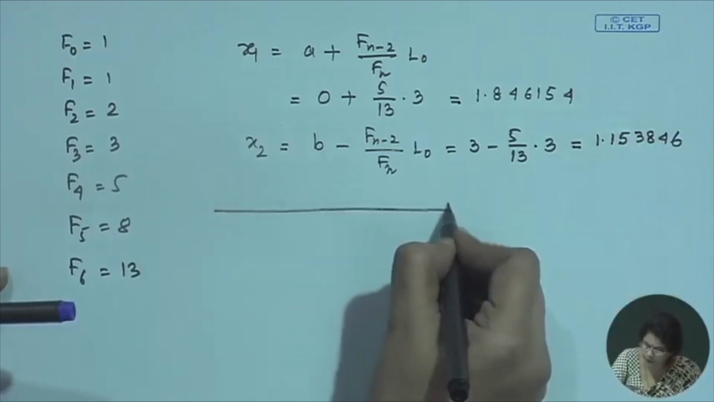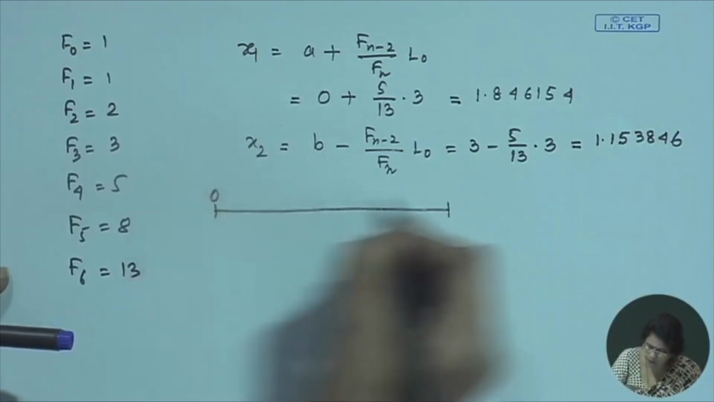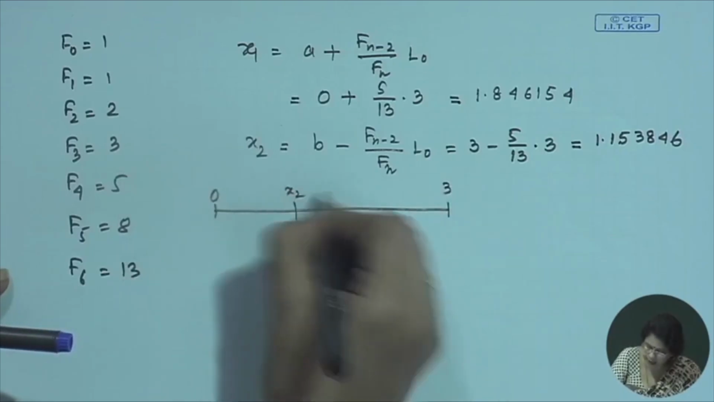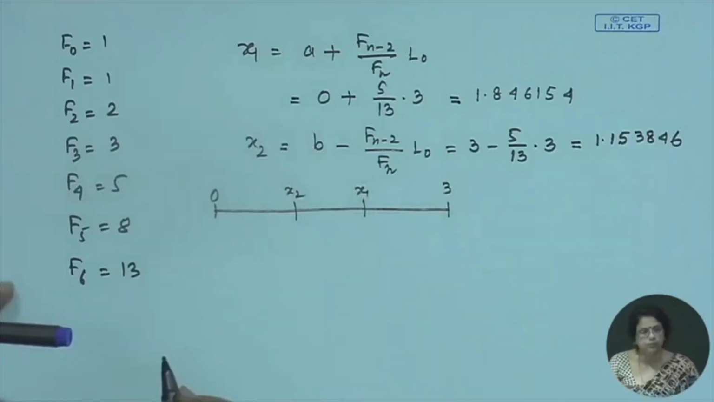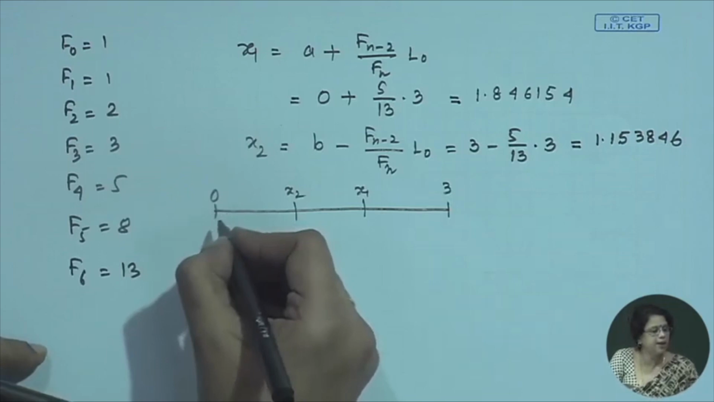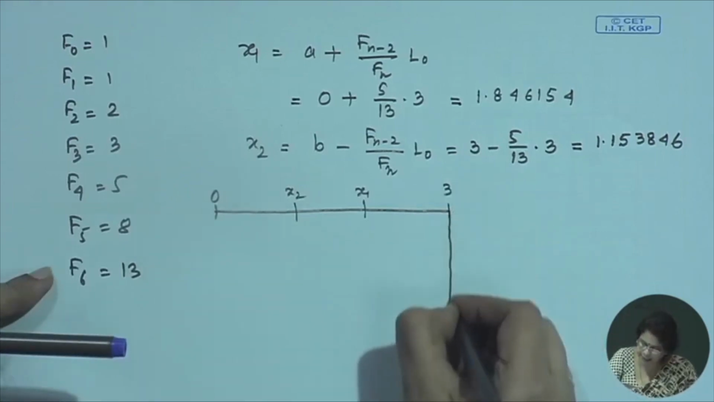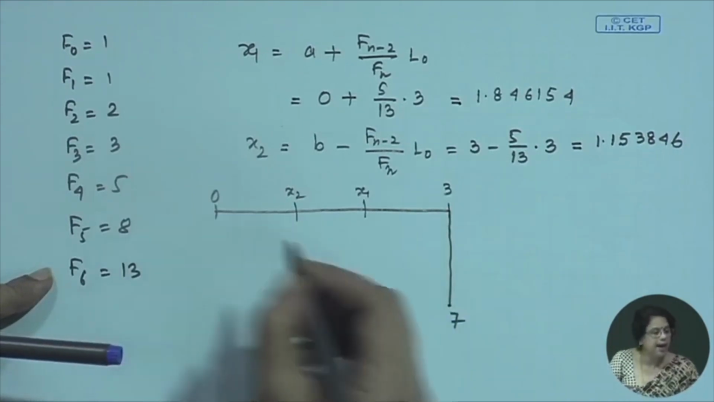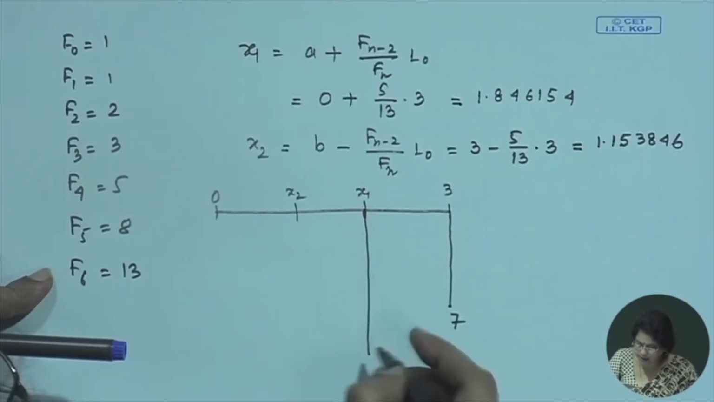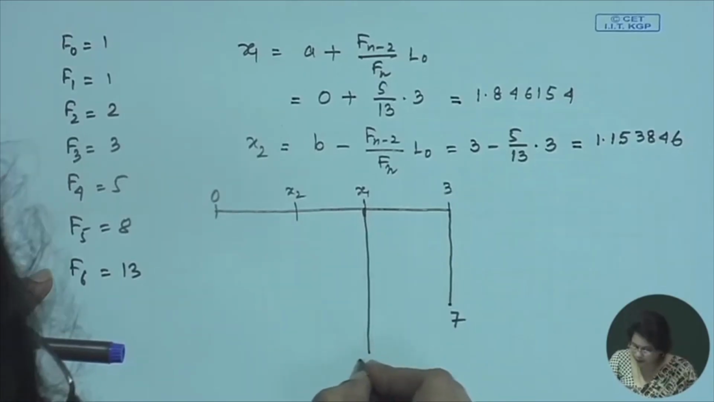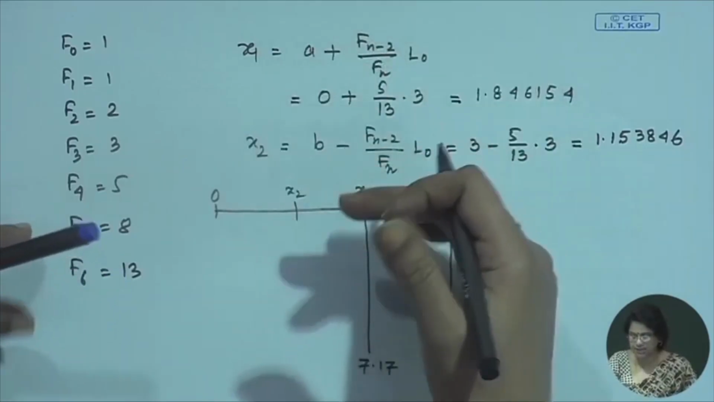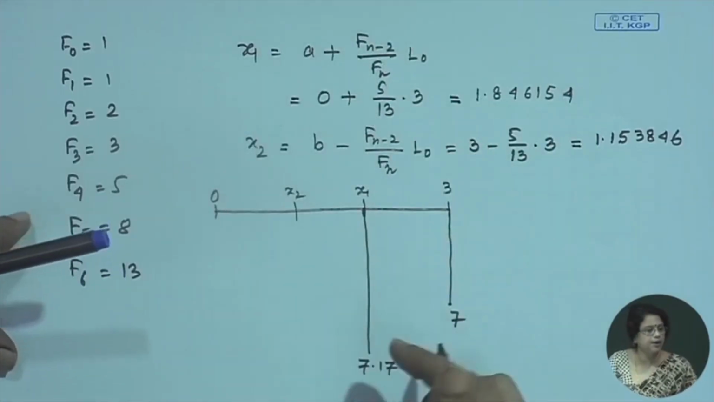Let us find out the values at 0, 3, x1, x2. Here is x1. If I want the functional values, at 3 it is coming as 7. At this one, it is coming as 7.17 on the positive side. Since the space is not there, I am considering the positive side here. Alright.